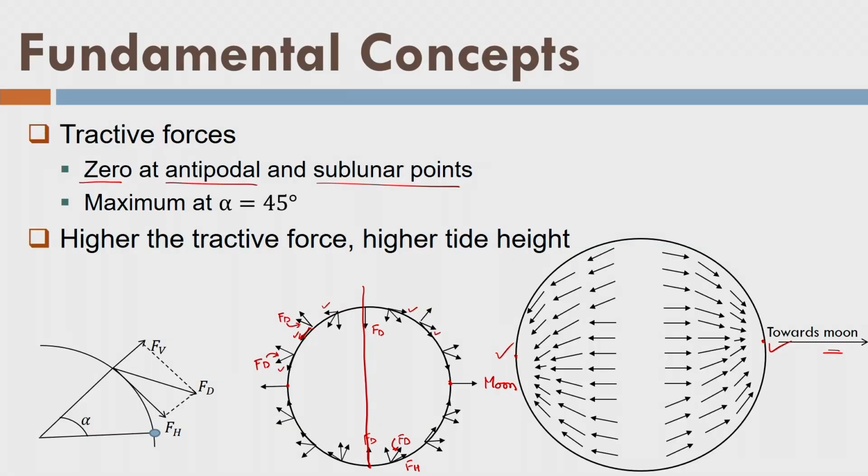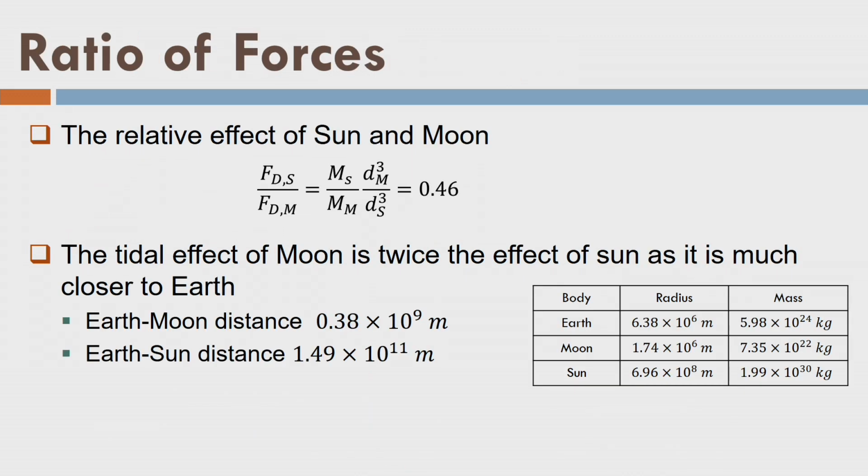So let us go ahead, and here we can see that tractive forces are maximum at alpha equal to 45 degrees, where alpha is shown with respect to the center of earth here, and somewhere the moon is here. If the higher tractive forces are there, although they are in equilibrium, it will create higher tides.